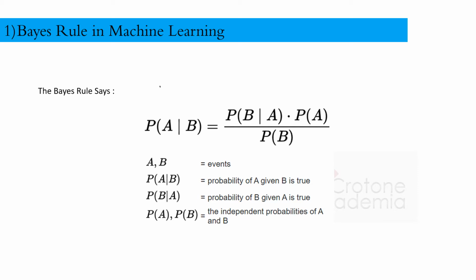Here A and B are events or the variables that we are going to represent the probability, and the probability of A given B is the probability of A given B, and we can have the probability of B given A likewise. The probability of A and probability of B are independent probabilities of A and B happening. They are also known as marginal distributions.